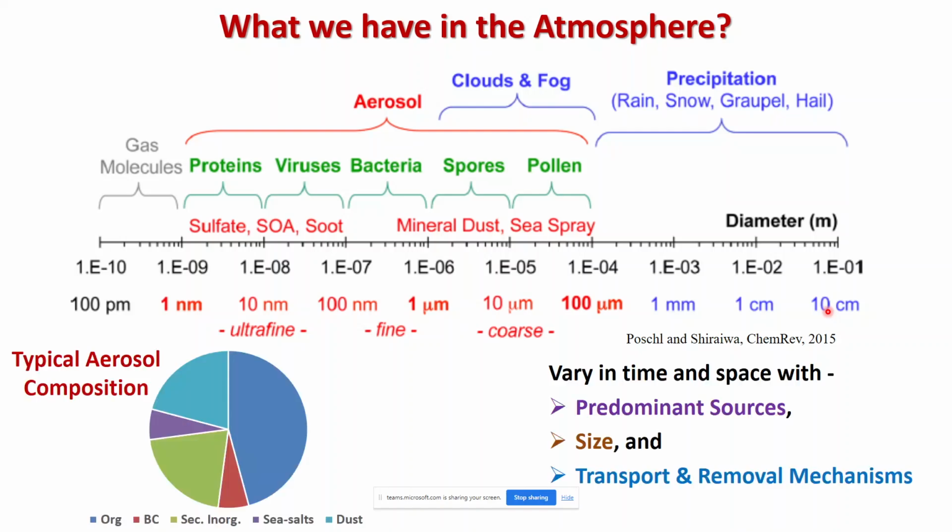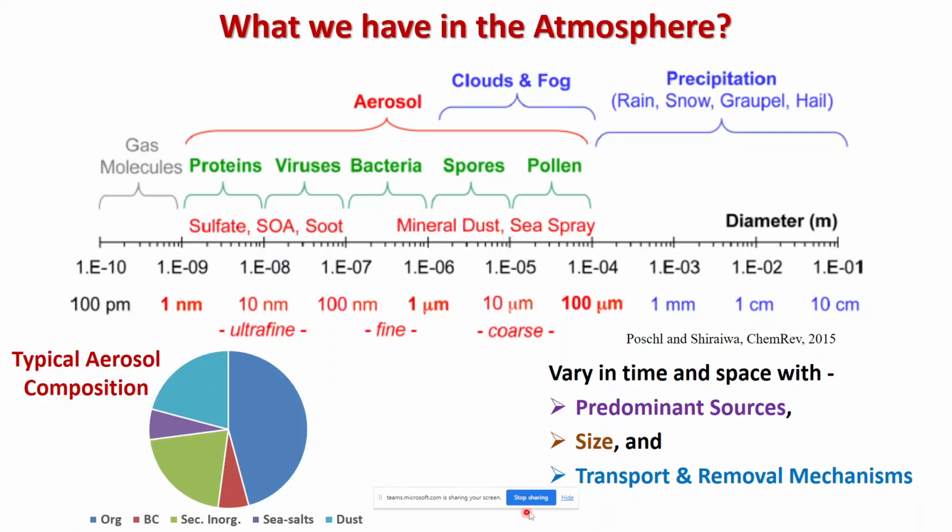And what is the typical composition of aerosol we expect? This is the typical composition, and don't think that it will be like that everywhere. You have organic, you have black carbon, you have secondary inorganic. When I say secondary inorganic, I mean sulfate, nitrate, ammonium. Then you have sea salts which come from seawater. So whatever salts are there, that is sea salt, mostly sodium chloride. And then you have dust.